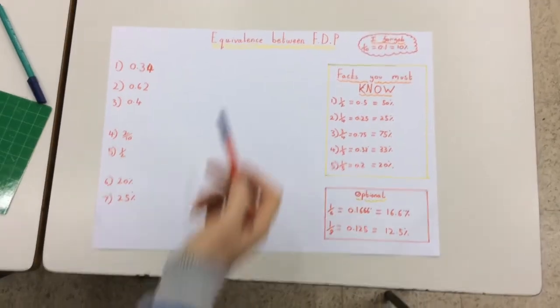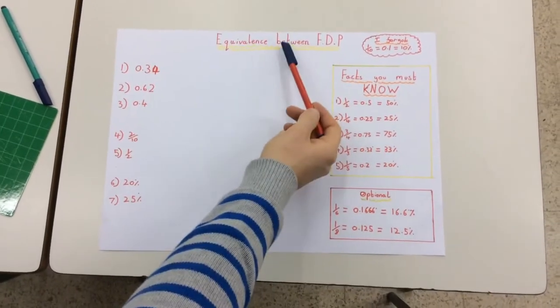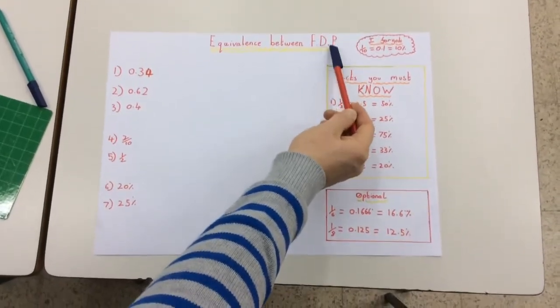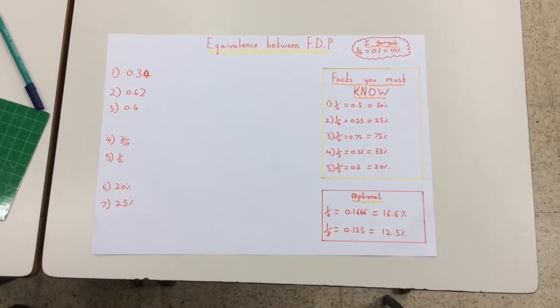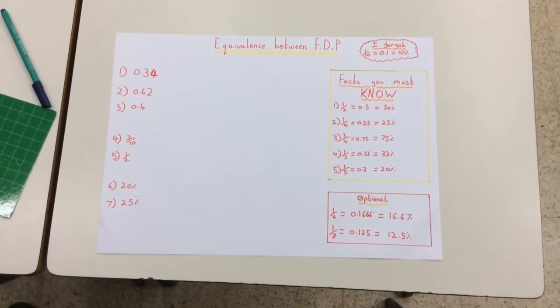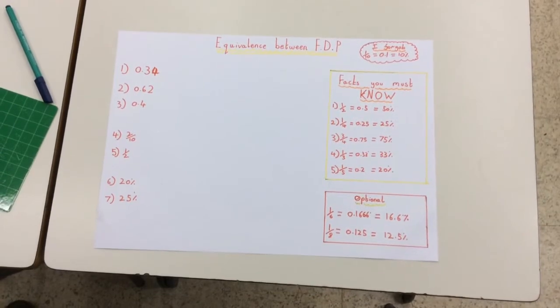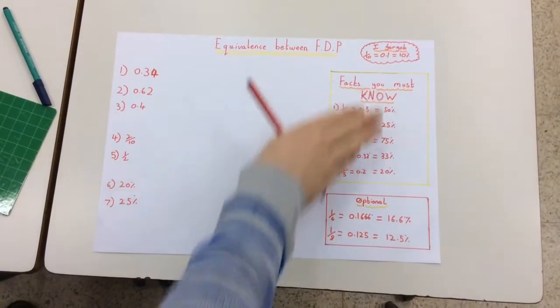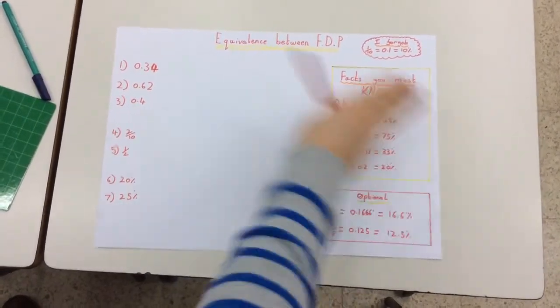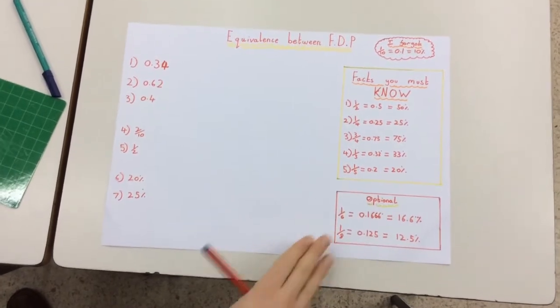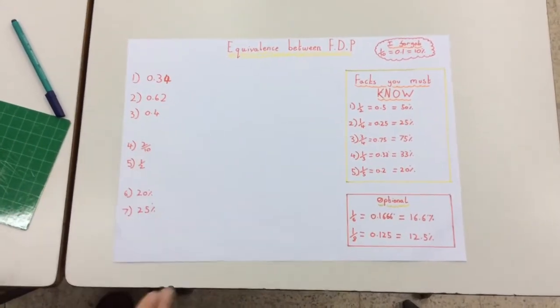Going to talk about equivalence between fractions, decimals and percentages, because this is where the statement "same value, different appearance" comes from. Now, at the end of the video, I'm going to point to this, because these are facts that you have to know. But firstly, I'm going to talk about what I mean by that.